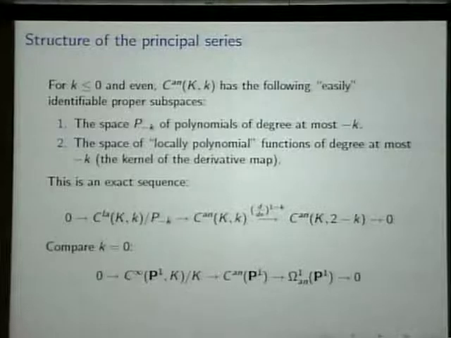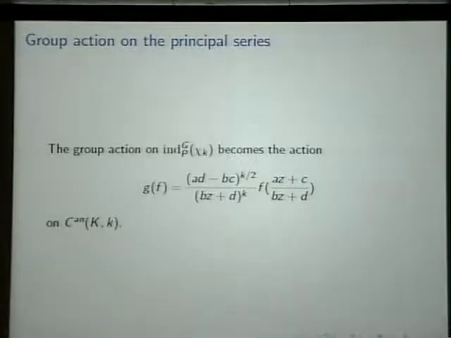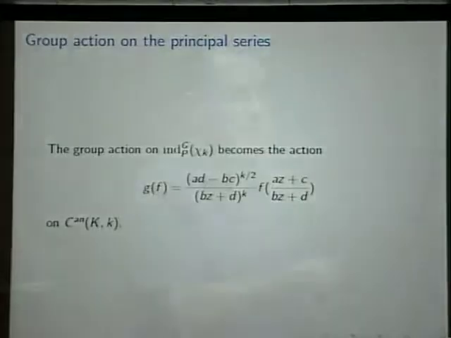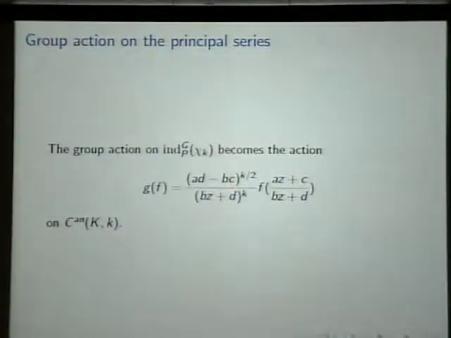If you have never seen these before, these are kind of weird spaces. It might help to think about the case where k is zero. What happens if k is 0 is that you just have the locally analytic functions on P1. Then there's no pole condition, so it's got to be analytic at infinity. And this tells you that the group action is just the Möbius transformations. So the k equals 0 case is just the locally analytic functions on P1, and the group just acts by pullback by Möbius transformations.